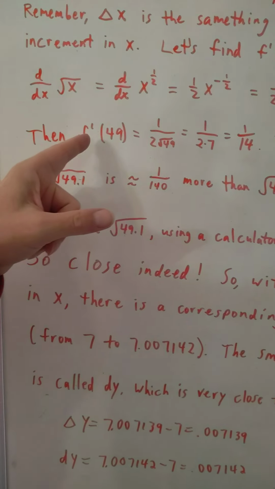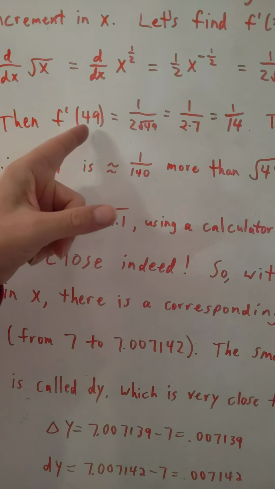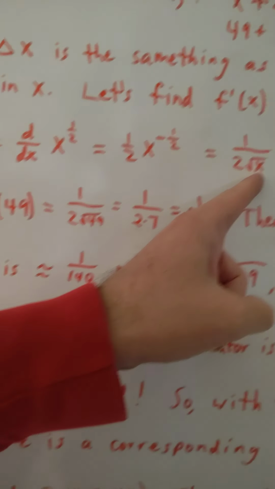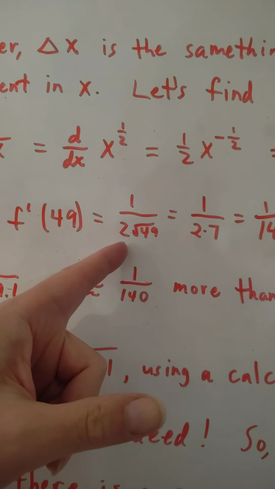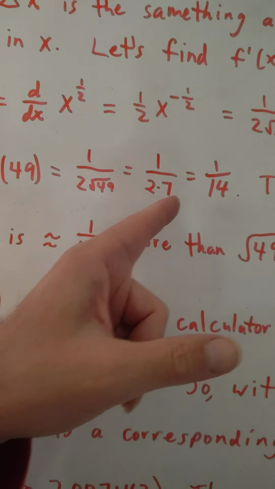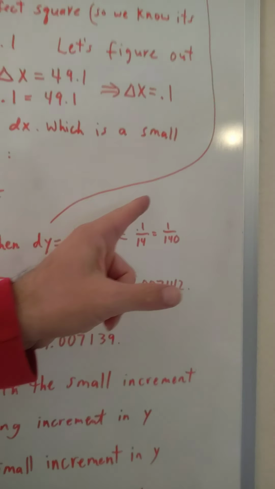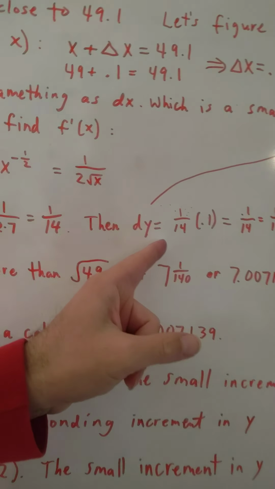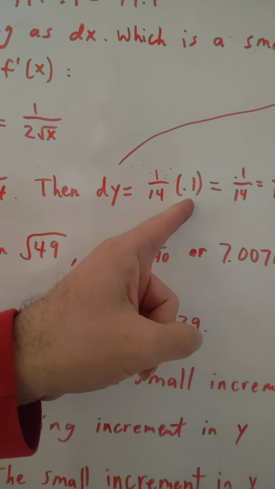Now what you want to do is find f prime of 49, since x, remember, was the good guy, 49. All I'm going to do is plug in 49 for all x's in f prime of x. We get 1 over 2 times the square root of 49, which equals 1 over 2 times 7, and that equals 1/14. Then dy equals f prime of x dx. So f prime of 49 was 1/14 times dx, which we established as 0.1.